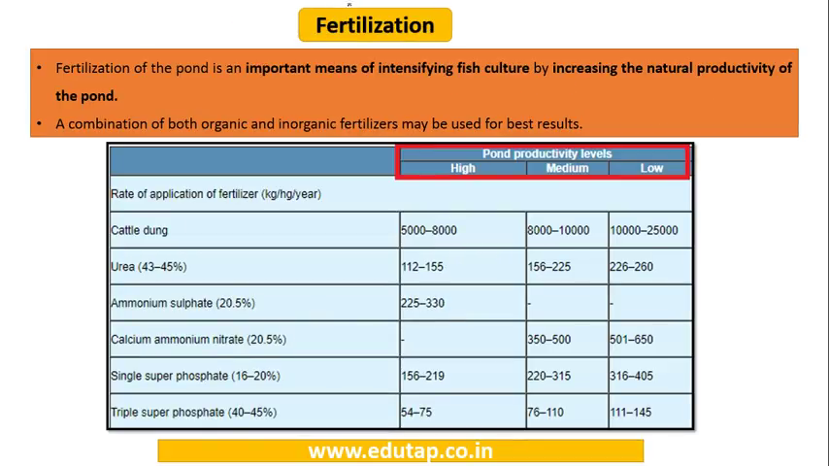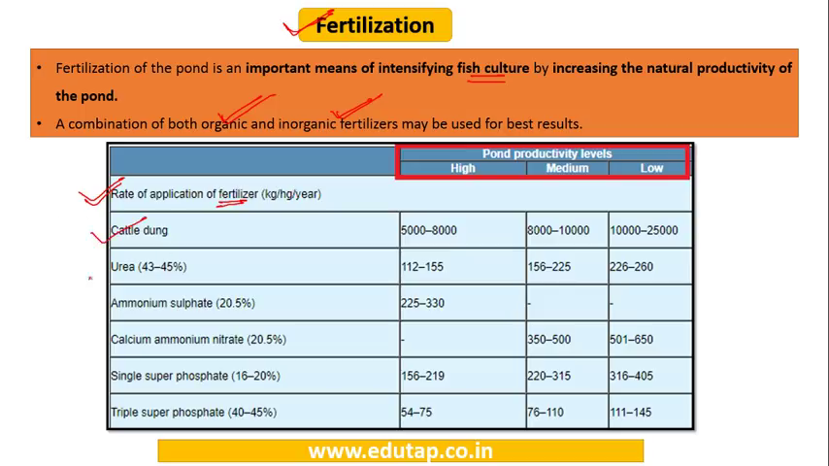Next part comes fertilization. Obviously we are trying to use certain means to intensify the fish culture. We are trying to give them a natural environment, but we want to hasten the cultivation as well. For that, we want to feed them with proper nutrients, so we provide a combination of both organic and inorganic fertilizers. In this tabular column you can see that the rate of application of fertilizer is given. Do not worry about the values so much, but at least have a look at what fertilizers can be used. It is again going to help us out.